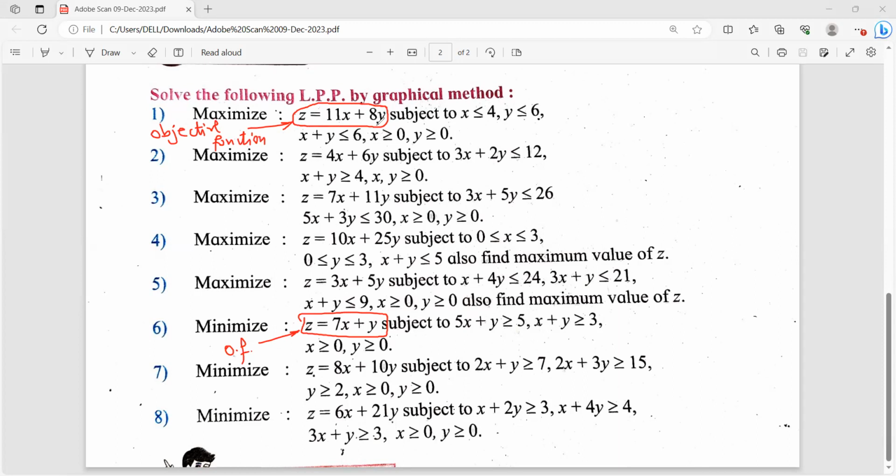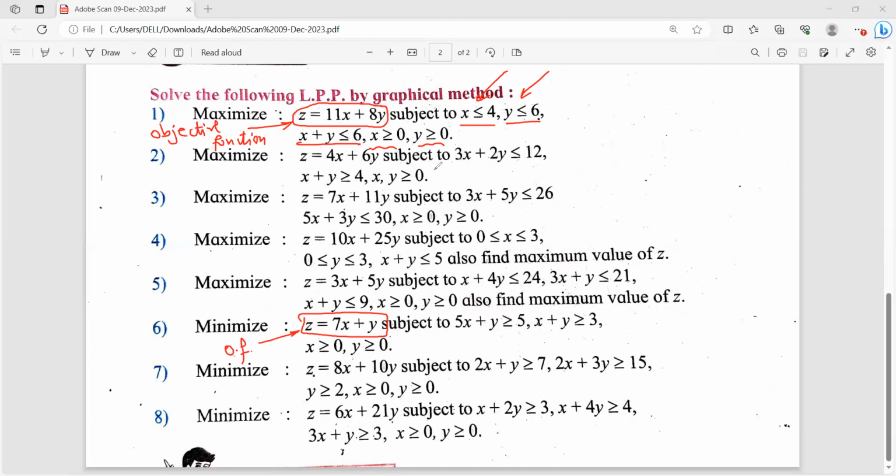Now, how do I have to maximize this? I have to maximize this objective function subject to these constraints: x plus y is less than or equal to 6, x is less than or equal to 4, y is less than or equal to 6, and x and y both are non-negative constraints, they should be greater than or equal to 0.